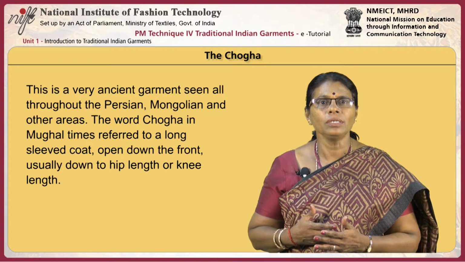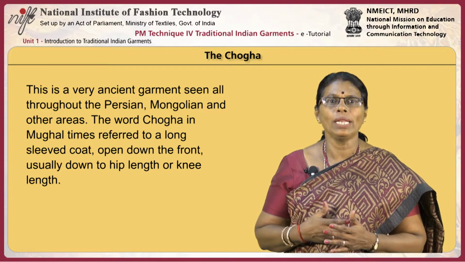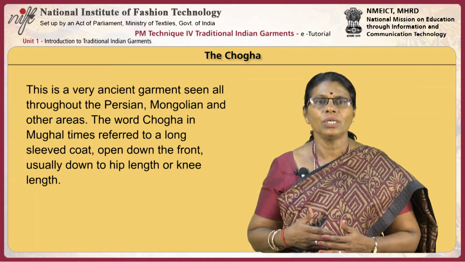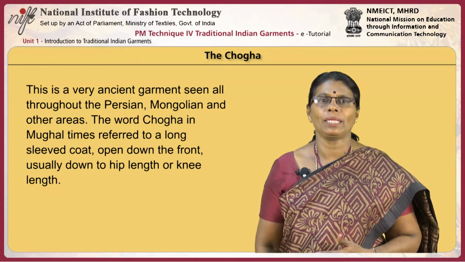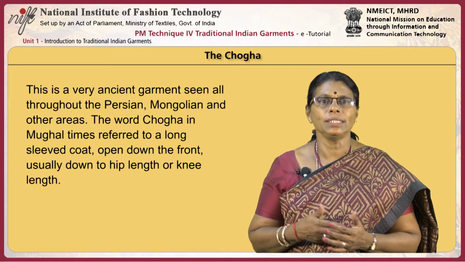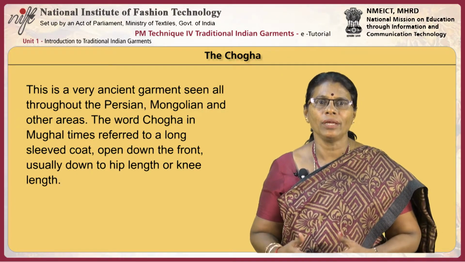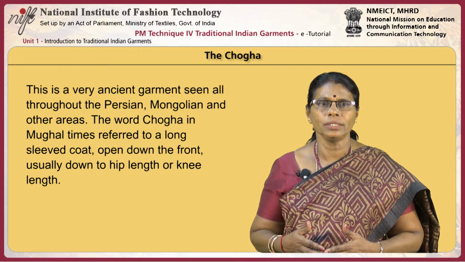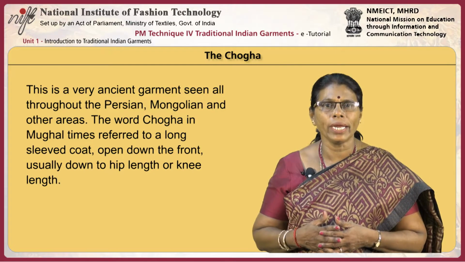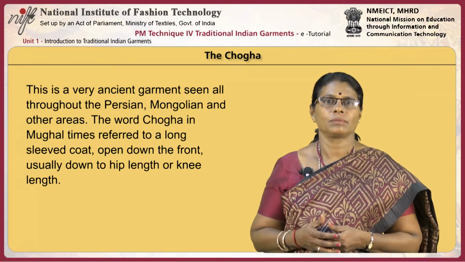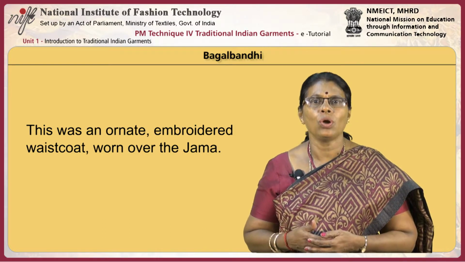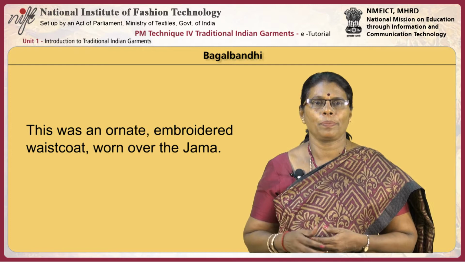The word choha in Mughal times referred to a long sleeved coat open down the front, usually hip length or knee length. By the medieval period, chohas in India were made loose enough to be worn over angarkhas, jamas and other garments. Some were very ornate and embroidered. The bahalbandi was another ornate embroidered waistcoat worn over the jama.